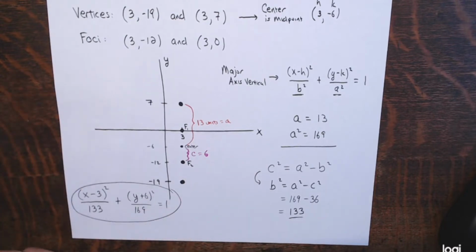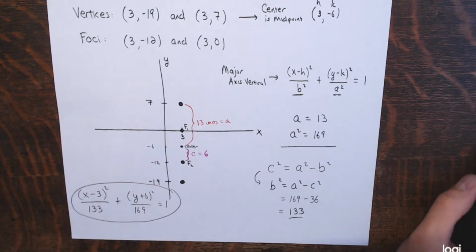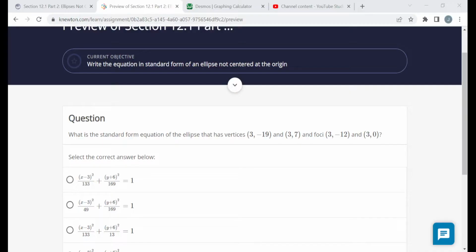That's the equation with the center at (3, -6). And the foci will be (3, -12) and (3, 0). The vertices will be at (3, -19) and (3, 7). And we're not worried about the co-vertices, but you could draw the co-vertices if you wanted. Alright, so looking through these options, that's the very first one.